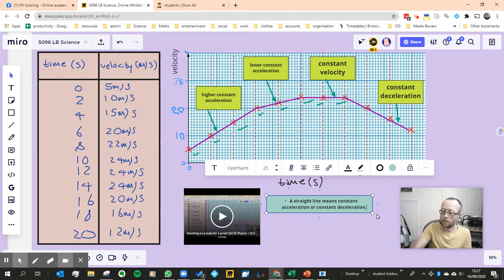So we don't confuse straight with flat. A lot of students I speak to say, "Oh, this is straight," and the other ones aren't straight. They're confusing straight with flat. All these lines are straight. I drew a straight line to make all of these. So don't confuse straight with flat. A flat line or horizontal line means constant velocity.